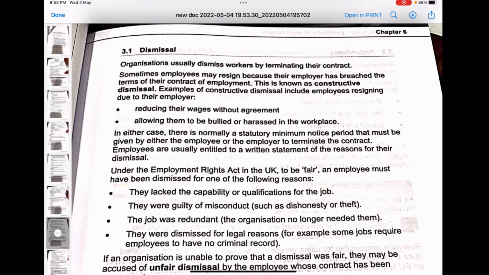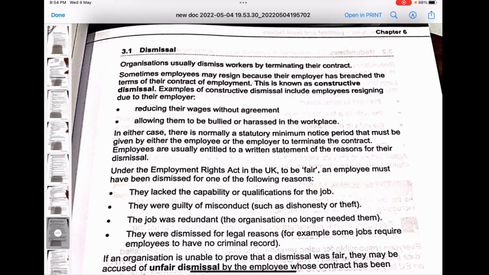Okay, so what is dismissal? Dismissing somebody, dismissing your employee. When I want to fire, it's basically firing people. So you can fire people, right? And if you do that without giving them time or without a proper reason, then it is unfair.